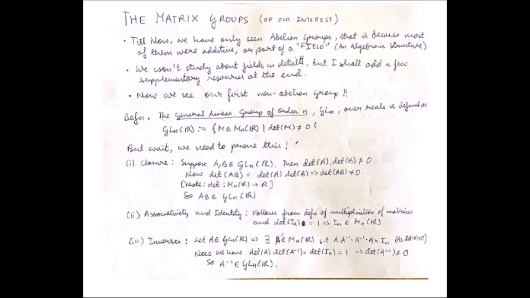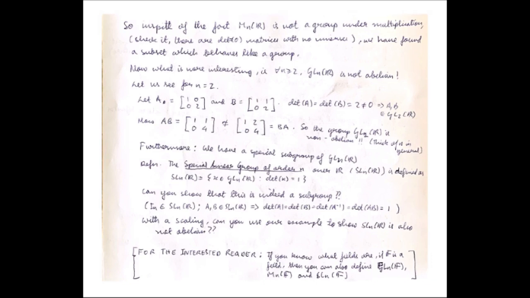And associativity of matrix multiplication is something which is a bit general. So for inverses, it turns out the determinant of A inverse is also non-zero. First of all, A inverse exists when A has a non-zero determinant, and if it exists, A inverse also has a determinant not equal to 0. So A inverse is also in GL_n(R). You can look at the proof over here. We have a subset of M_n(R) behaving as a group. Though M_n(R) is not a group under multiplication, a subset of M_n(R) is behaving as a group. And that's a non-abelian group.